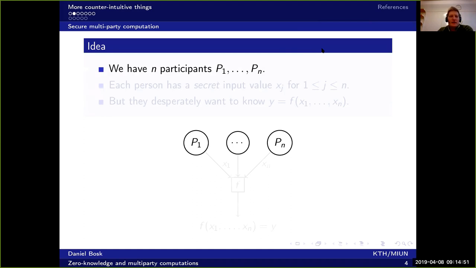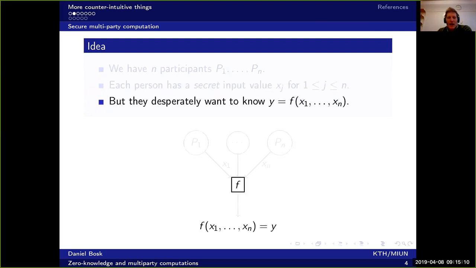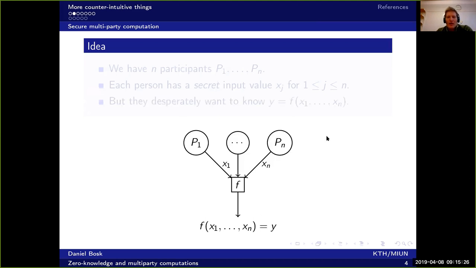So the idea is this: we have n participants, P1 up to Pn here. And each person has a secret input value, x, that they want to put into this function. But they really desperately want to know the evaluation of this function on these secret inputs and learn the output y. Now, each person somehow manages to input their secret without revealing it to any of the other parties.